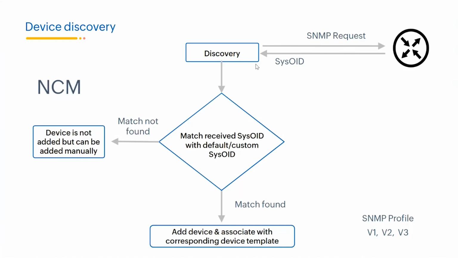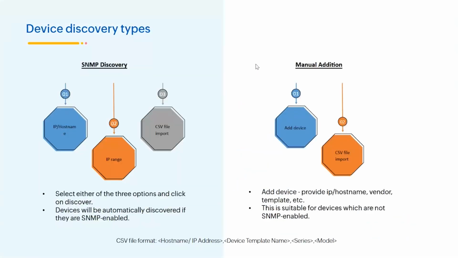The discovery engine then matches this received OID with the default or custom OIDs available, and if a match is found, the device is automatically added, and the corresponding device template is associated. If no match is found, the device must be added manually. You can also manually associate a device template. The SNMP profiles that we support include version 1, version 2, and version 3. So these are the types of device discovery available in Network Configuration Manager, SNMP discovery, and manual addition.